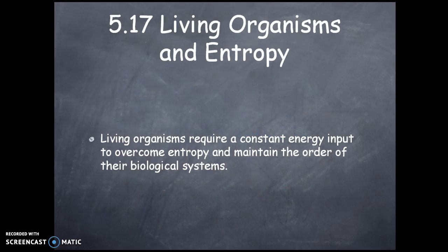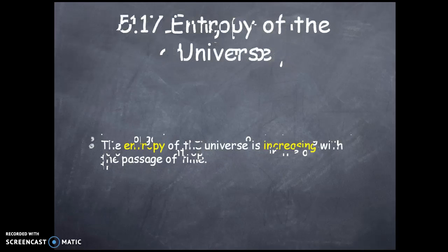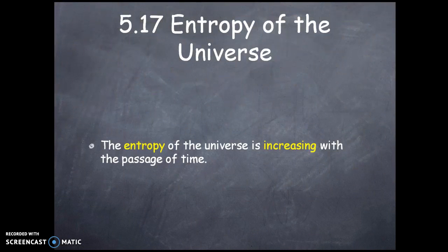Living organisms require a constant energy input to overcome entropy and maintain the order of biological systems. So, in order for living organisms to live properly, the disorderliness, which is the entropy, should be minimized. The entropy of the universe is increasing with the passage of time. So the entropy, which is the disorderliness of the entire universe, is increasing as time passes. So this finishes chapter 5.